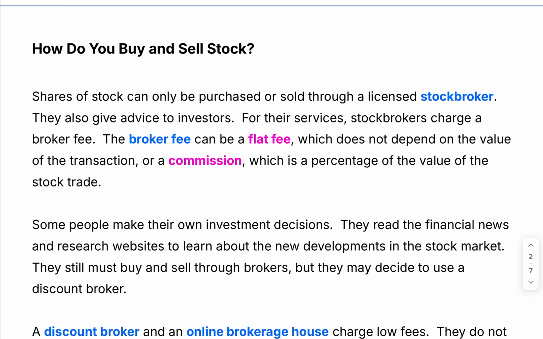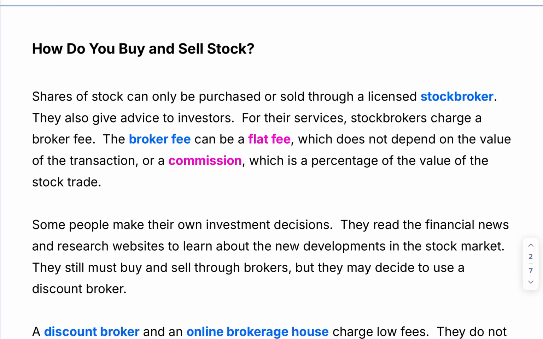Now, the broker fee can be of different types. One is called a flat fee, and so they'll just charge you a flat amount for a transaction, or they may charge you a commission, which is a percentage of a particular transaction. And then the third would be a hybrid. They could potentially charge you a flat fee plus a commission. So depending on who your stockbroker is and the way fees are set up, you can encounter one of those three scenarios.